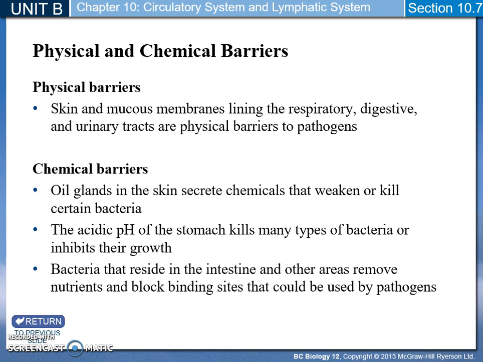Bacteria that reside in the intestine and other areas remove nutrients and block binding sites that could be used by pathogens as well. So that's when we talk about the natural bacteria that exists within the digestive tract and other areas. Their presence actually blocks the binding sites that could be used by other pathogens, and so that's why the normal bacteria is definitely required, and it's there for our health actually.